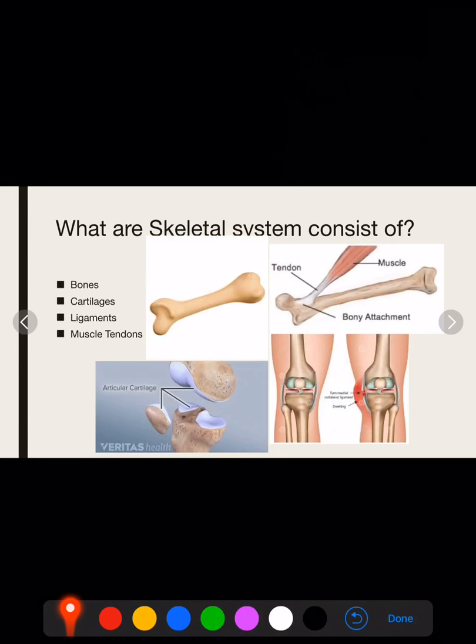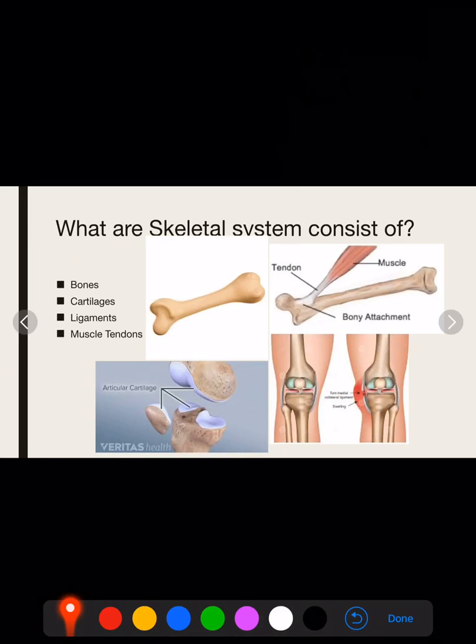Okay, so what is cartilage? This is the white part here, which is on top of the bones. So what is a ligament? A ligament is the thing that connects bone to bone. You can see here, this is your knee joint, and the ligament is here.